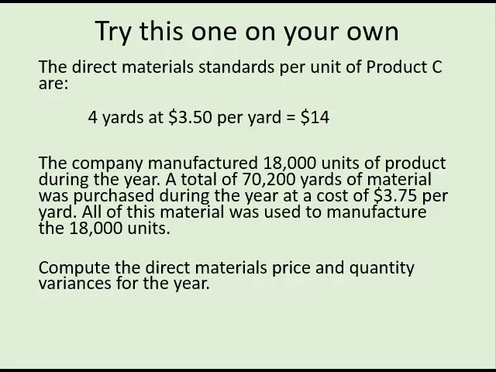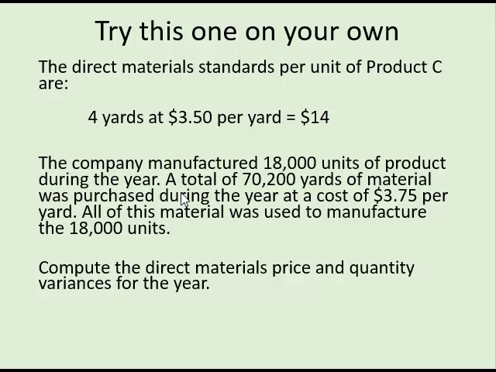So here we have an example of a problem where we calculate the direct materials price variance and the direct materials quantity variance. We're given this information about the standards to manufacture 1 unit of product C. So our standard quantity for direct materials is to use 4 yards of the direct materials, and the standard price per yard is $3.50.